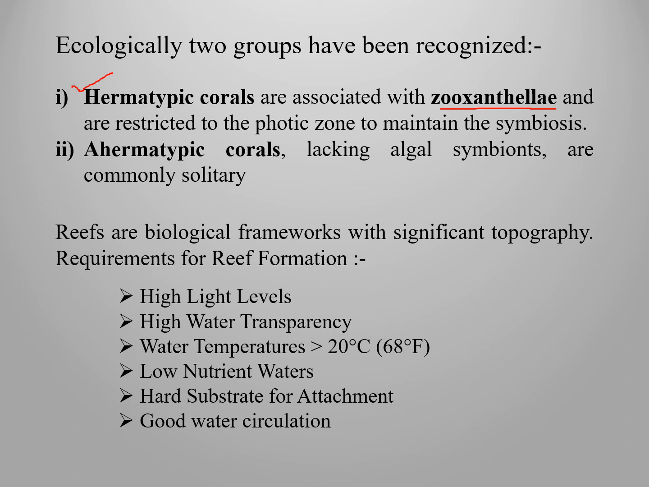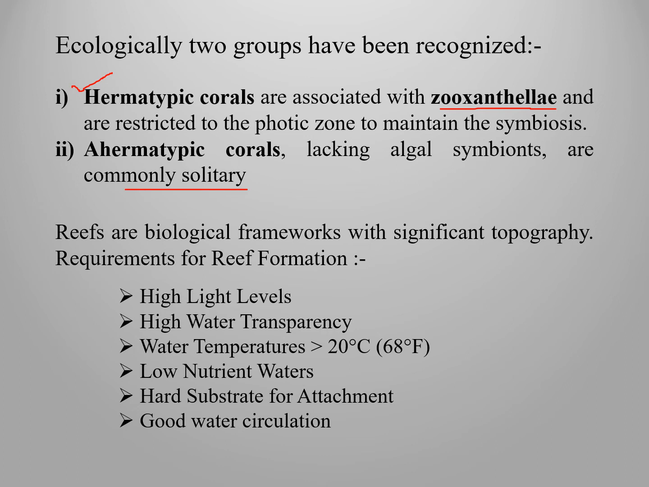Apart from the hermatypic corals, another kind of scleractinian coral found at present is the ahermatypic coral. There is no symbiotic relationship with any kind of algae or other organisms. Mostly here the corals occur in a solitary fashion.